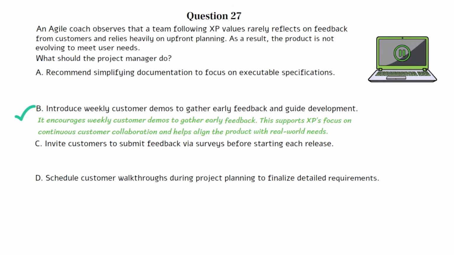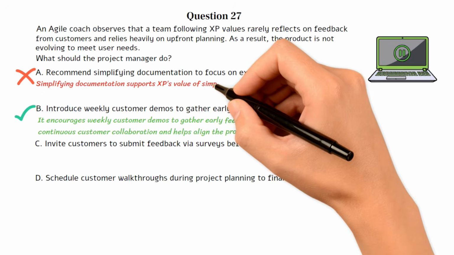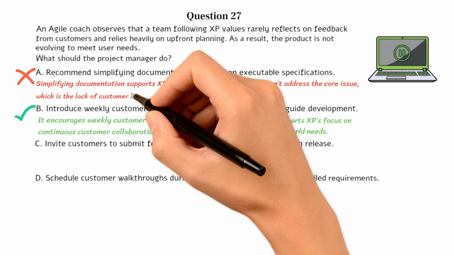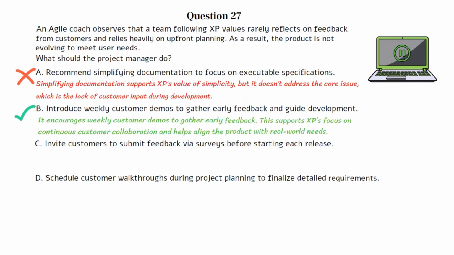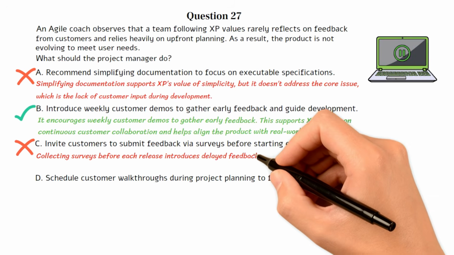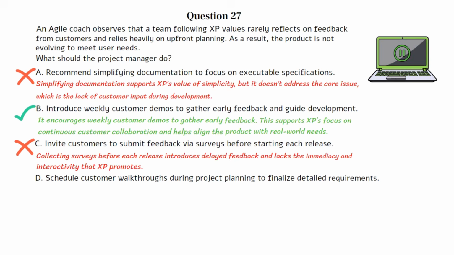Choice A is incorrect. Simplifying documentation supports XP's value of simplicity, but it doesn't address the core issue, which is the lack of customer input during development. Choice C is incorrect. Collecting surveys before each release introduces delayed feedback and lacks the immediacy and interactivity that XP promotes. Choice D is incorrect.